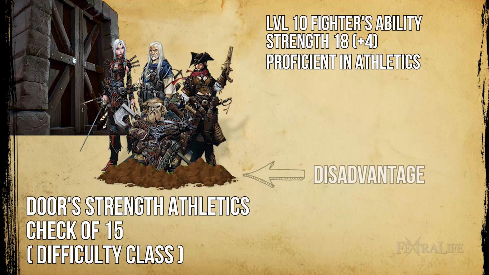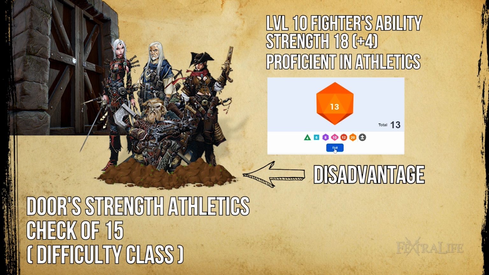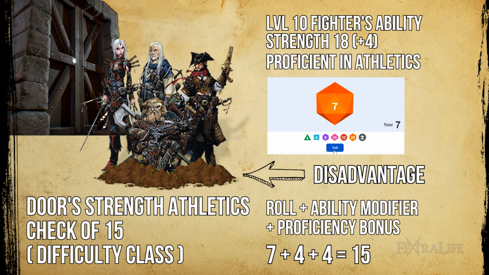However, the ground is muddy, giving him disadvantage on his attempt. On his first roll, he rolls a 13. On his second roll, he gets a 7. Before, this would have resulted in failure because it was simply a strength check, not a strength athletics check, but this time he gets to add his proficiency bonus, giving him 7 plus 4 from strength, plus 4 from proficiency bonus, equaling 15, and he still manages to open the door. This is generally how skills work, and you'd be wise to select ones that line up with your ability modifiers for best results with your characters.